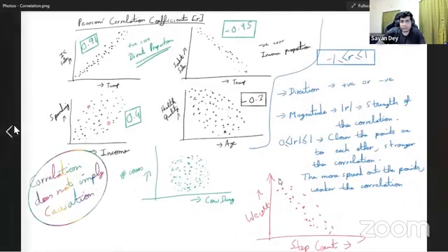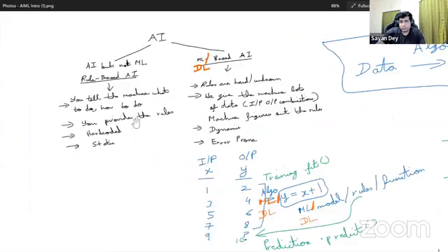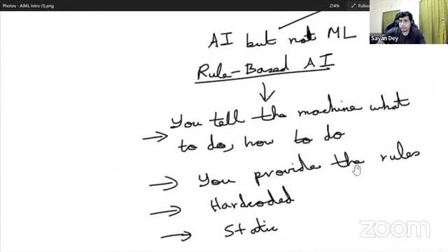You provide the rules in a very hard-coded manner, and the machine goes and operates on the basis of whatever rules you have provided. But one major problem with respect to rule-based AI would be that the rules are basically static and hard-coded. It is a static set of rules that you are providing. The rules are typically static and hard-coded in rule-based intelligence.